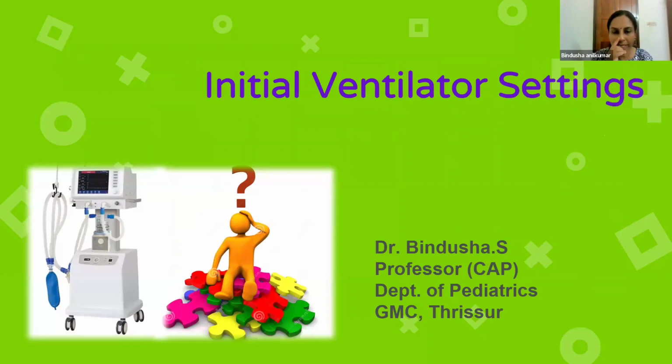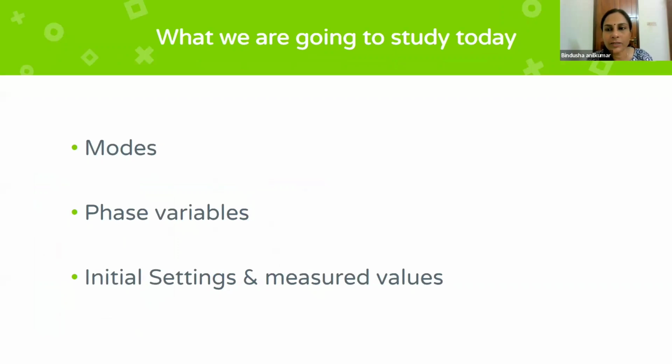So today we will be talking about the initial ventilatory setting. These are the things we are going to cover in the next 40 minutes or so. We'll be covering the different modes of ventilation, how these things are adjusted, that is the phase variables, what are the phase variables which will control the respiration in the case of a ventilated patient, and also we will see how we set the ventilator initially, and we will also see what are the measured values which are displayed on the screen. That is the plan for today.